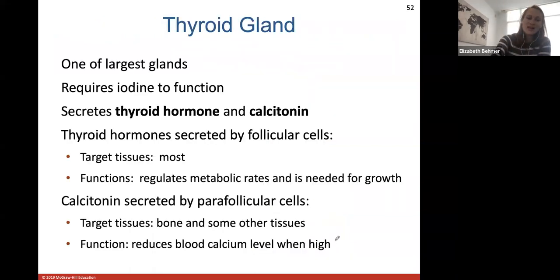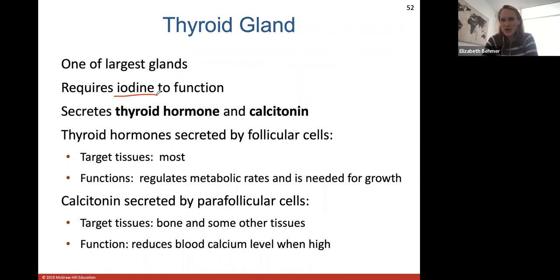Then we'll go over another gland in the endocrine system, your thyroid gland. It's one of the largest glands and it requires iodine to function. Years ago, in the 30s or 40s, they added iodine to salt, and you can still buy iodized salt to this day.